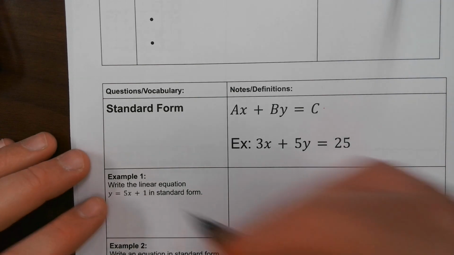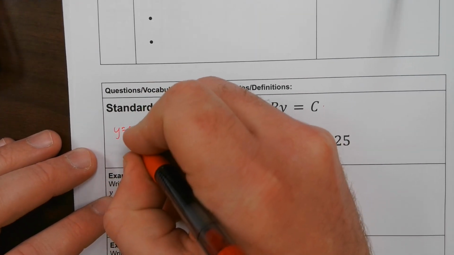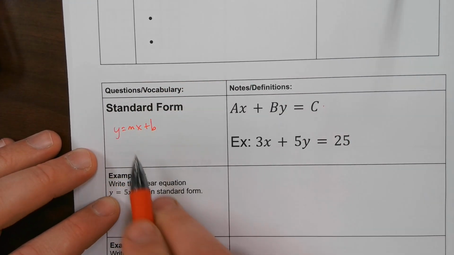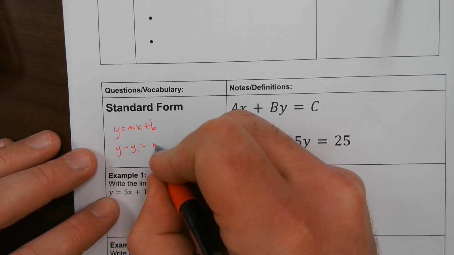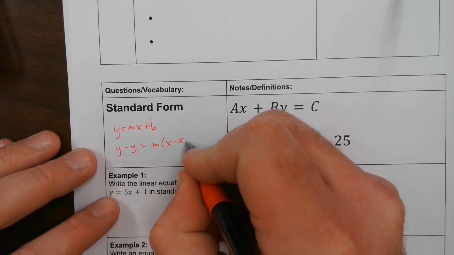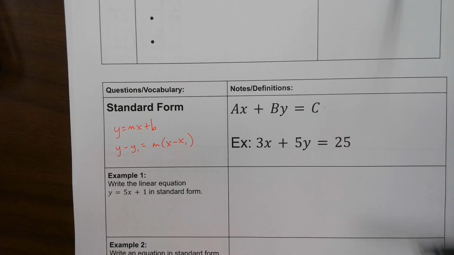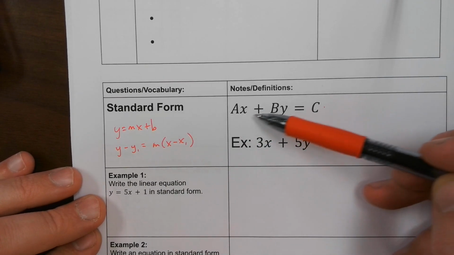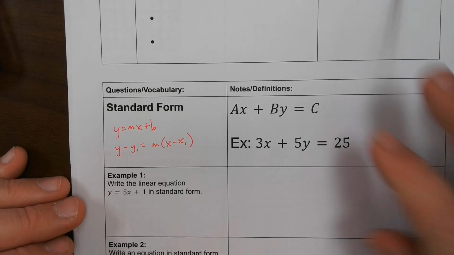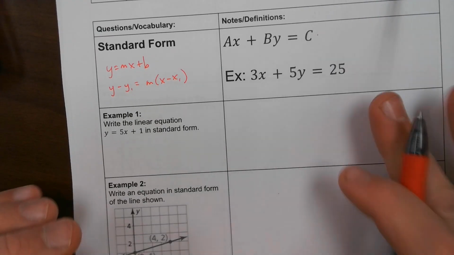So the majority of what we're going to do is convert from slope-intercept form, or point-slope form, which are two of the forms that we previously learned. So the majority of what we're doing in this lesson is converting from one of those, so we may write the equation like this and then convert it into this form. So let's look at some examples.